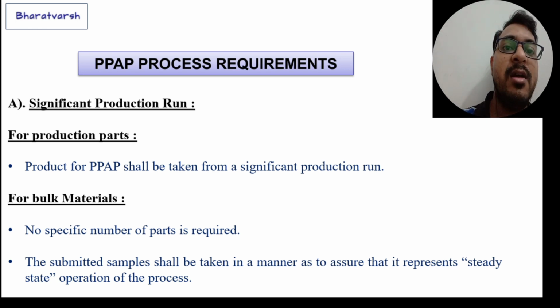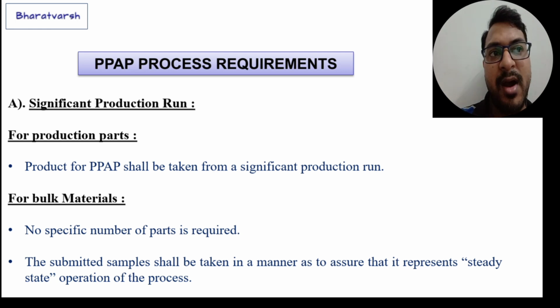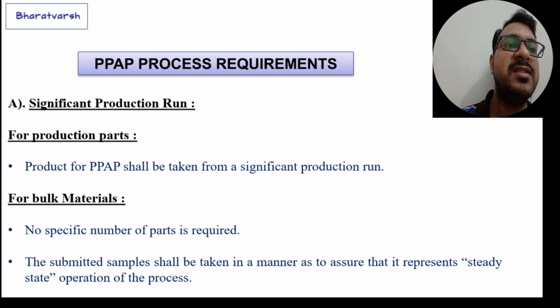For bulk material, no specific number of parts is required like for production material. In bulk material we cannot take a specific number of parts. Samples can be taken in such a manner that they represent the steady state operation of the process. For bulk material we can take the production history of the current product as a reference for the new product.